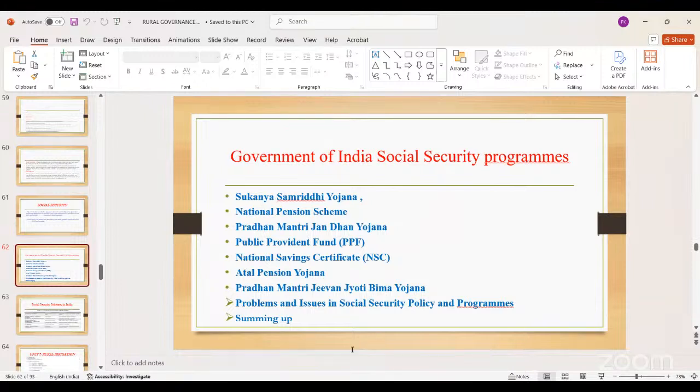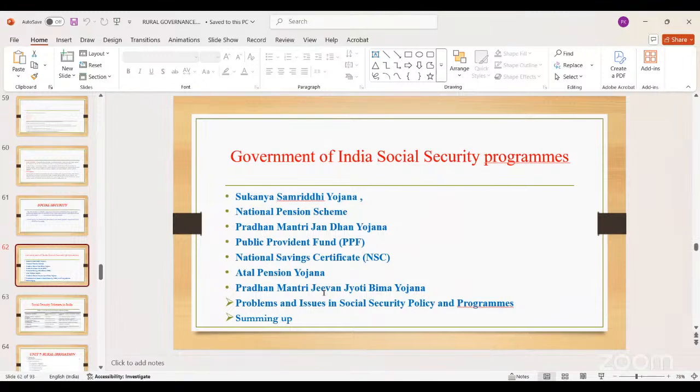Then the next step is to understand some problems and issues in social security policy and programs. There are some common problems. First is exclusion and inclusion errors. Normally there is exclusion of the unorganized and informal sector. Then the benefits which are promised are not adequate enough. So, inadequate benefits. Then there are multiple laws, so often there is duplication of efforts and overlapping of schemes.